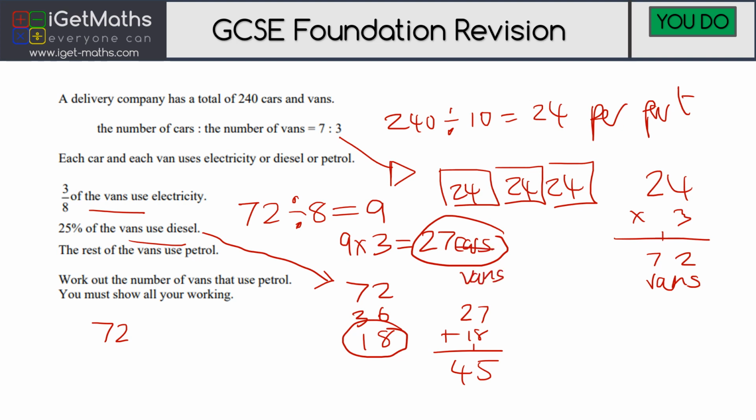72 minus the 45. So 2 take away 5 you can't do, so we're going to borrow a 10 from the 7. 12 take away 5 is 7. 6 take away 4 is 2. So that's 27 vans that would use petrol.